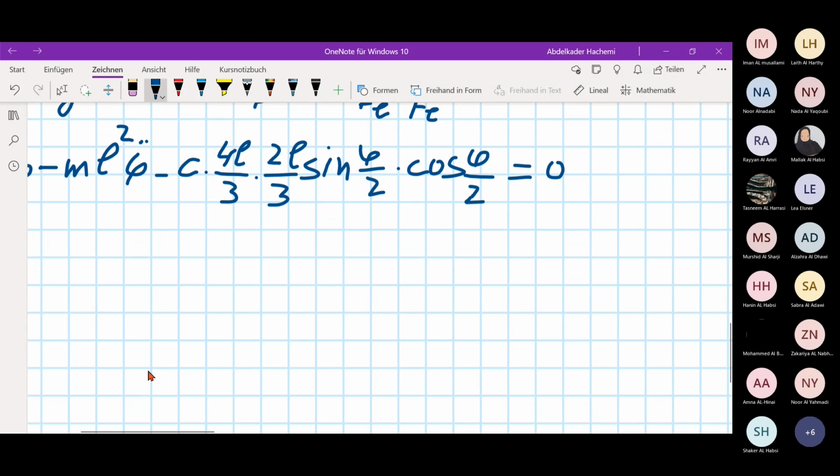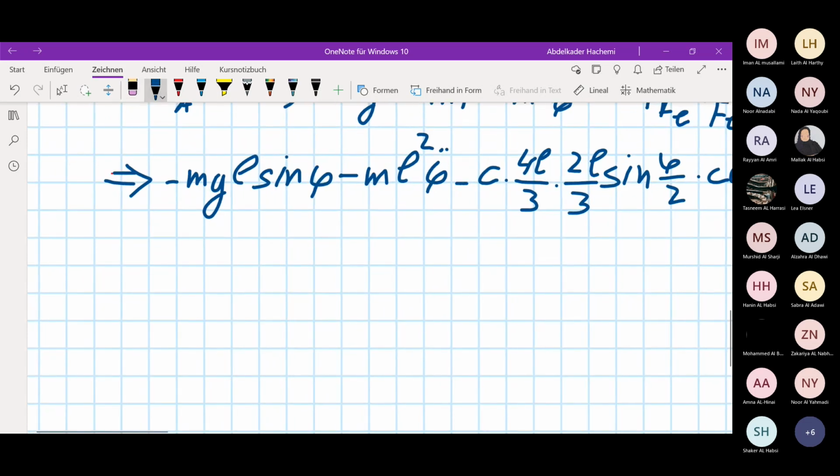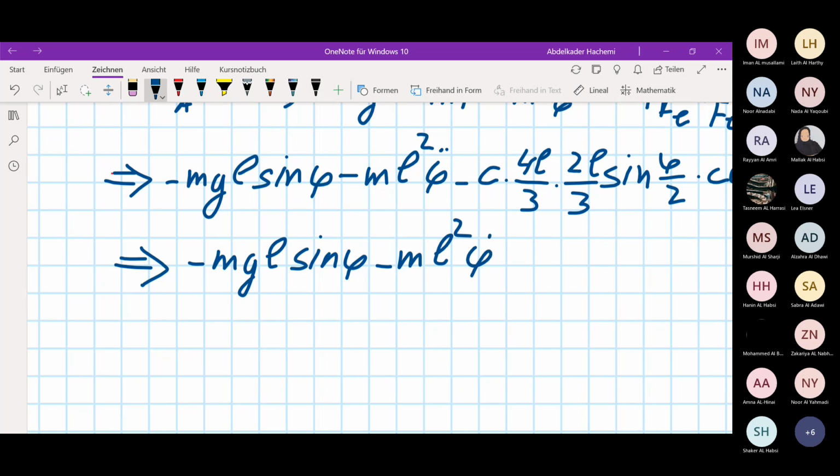Then it means here, if we simplify this expression, we will get minus mg L sine phi minus m L square phi dot dot and minus 4 divided by 9 C L square sine phi. This will be equal to 0.